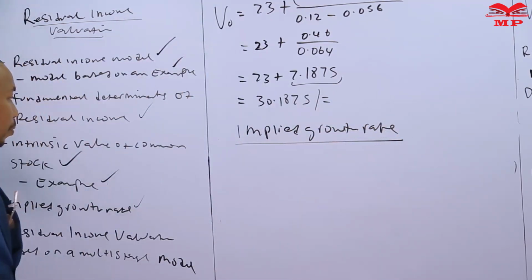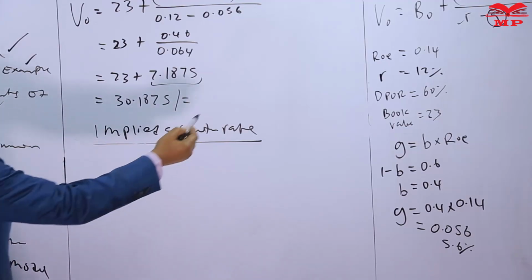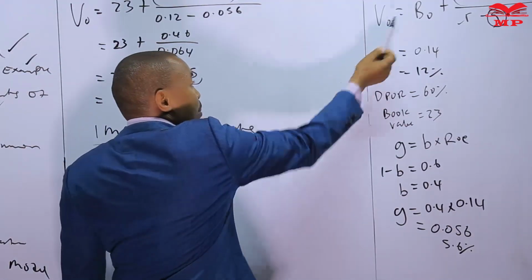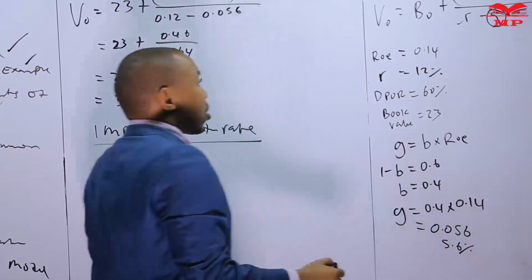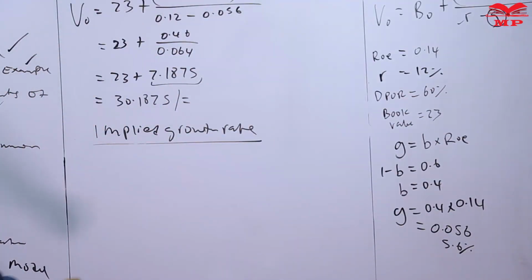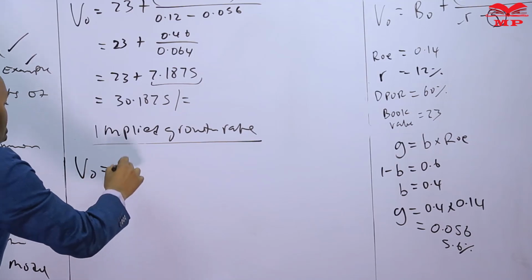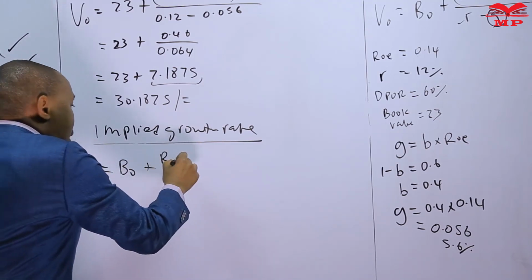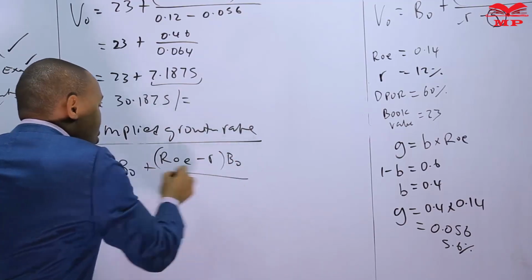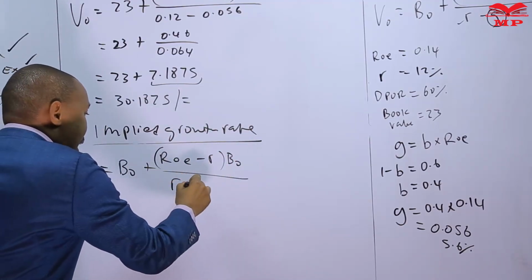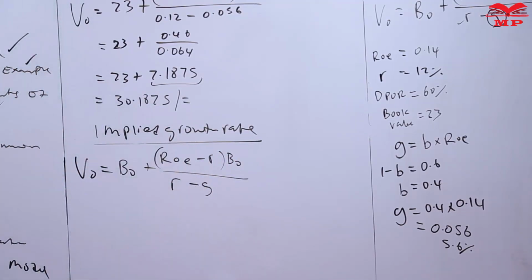Implied growth rate. The implied growth rate is given as V naught. We can just solve for the component of G right there. That's what you're trying to do by getting the implied growth rate. So we have V naught equals B naught plus ROE minus R, then you multiply by B naught, the beginning book value, discounted against R minus G. We say this is the cap rate component there.